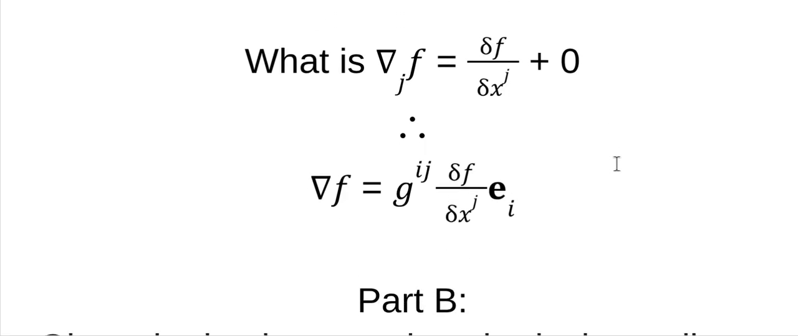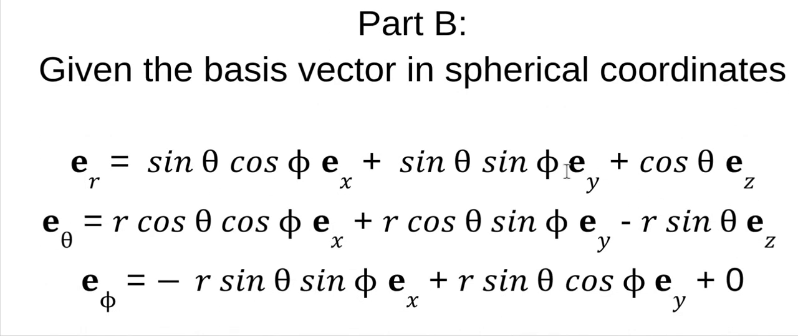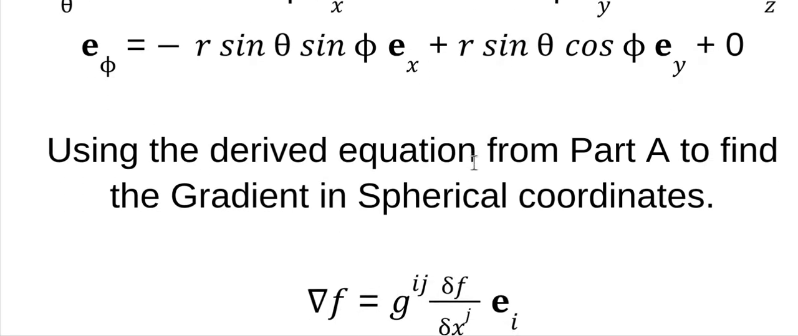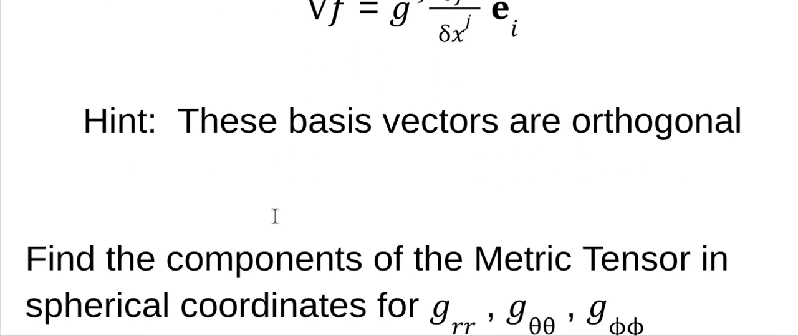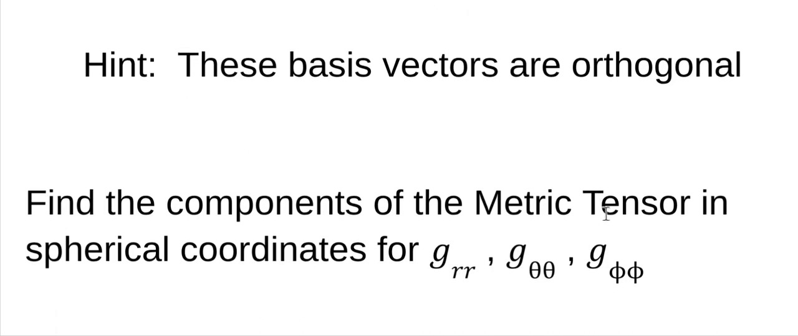Okay? Part B. Given the basis vectors in spherical coordinates, these three, using the derived equation from part A, find the gradient in spherical coordinates. Okay, so we take our generalized equation, which is that. I said the basis vectors are orthogonal. Now, what does that mean? That means we only need to find these components, the diagonals of the metric tensor, because all the off diagonals are 0. When it's orthogonal, that's what happens, right? So as an example, g r theta is 0, g theta phi is 0, etc.